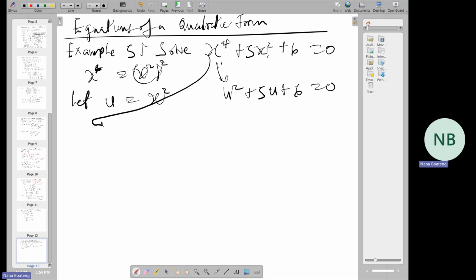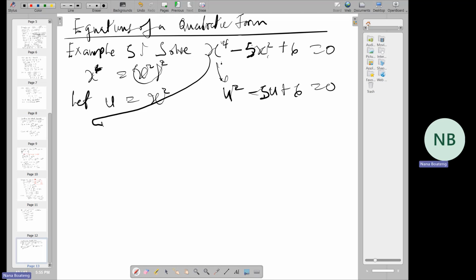We can rewrite this. I believe, let me think. I need to make a correction in the equation. It was rather x to the power 4 minus 5x squared. It was a minus here, not a plus. So let me make a correction. So x to the power 4 minus 5x squared. So this becomes u squared minus 5u plus 6 is equal to 0.